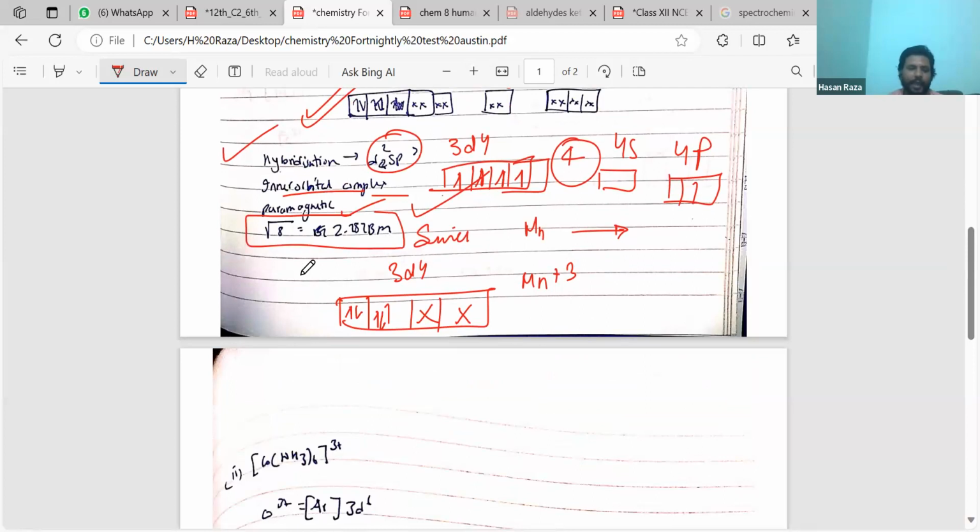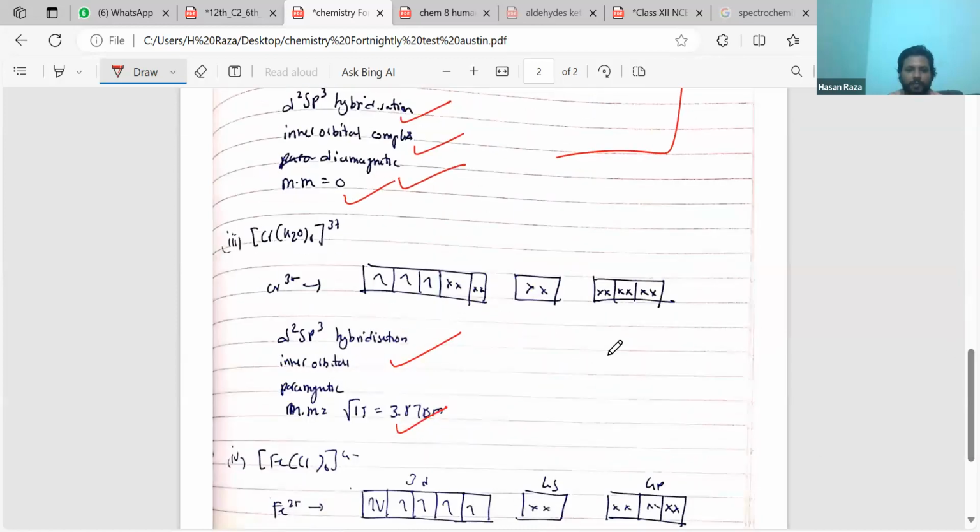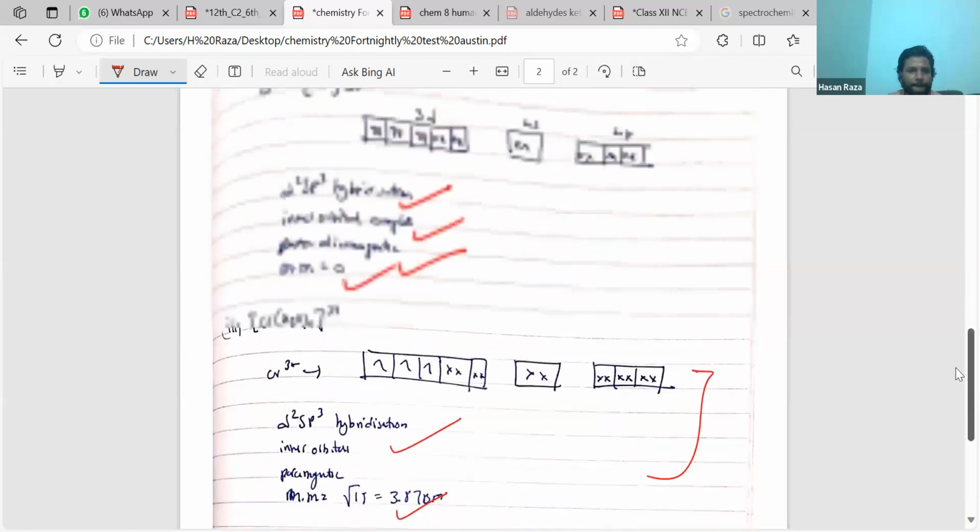If they have asked you the magnetic moment, mu is equal to, you are going to write the formula root n into n plus 2 BM, and you will get root 8 BM. In this much you have done all of this. That is good. The concept is crystal clear with you, but you should write more. Okay.